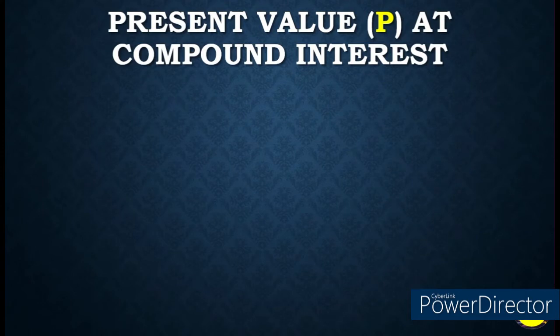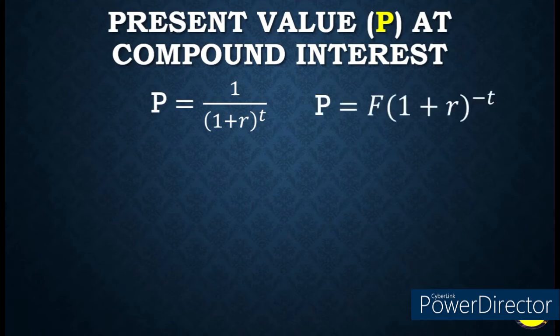So, paano naman natin kunin yung present value at compound interest? Kapag given naman yung future value or given yung interest, paano natin kunin yung present value nung compound interest compounded annually? So, using the formula, P is equal to 1 over 1 plus R raised to T, or we can use this formula, the future value times the quantity of 1 plus R raised to negative T. So, alin man sa dalawa, pwede natin gamitin.